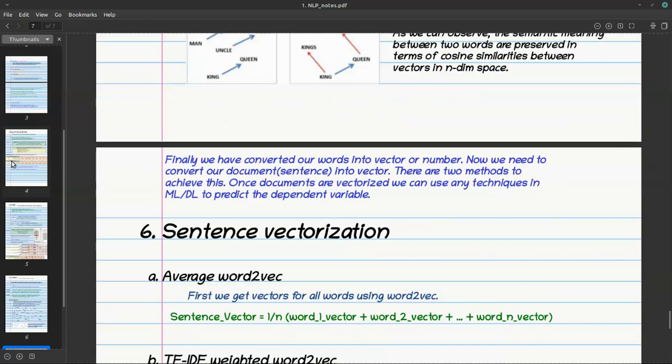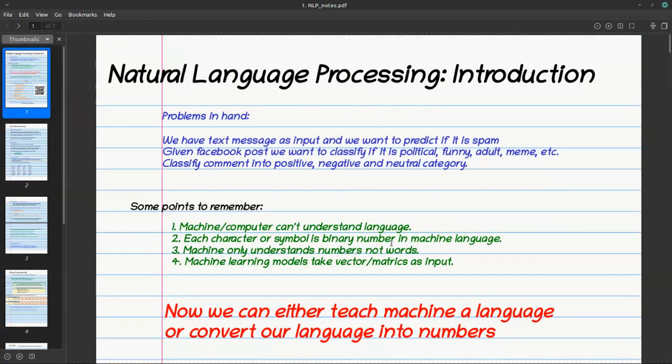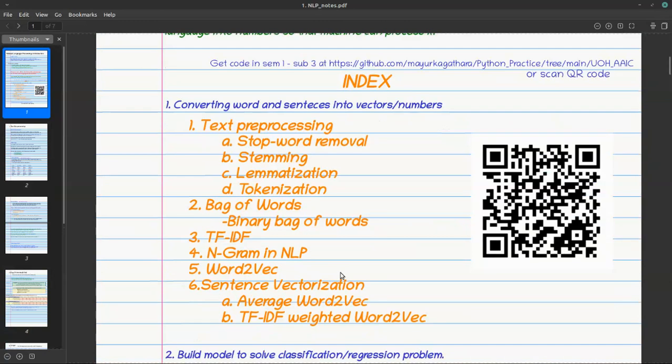Okay. So any doubt in this topic? Yes, we are going at a good pace. It's just this index.